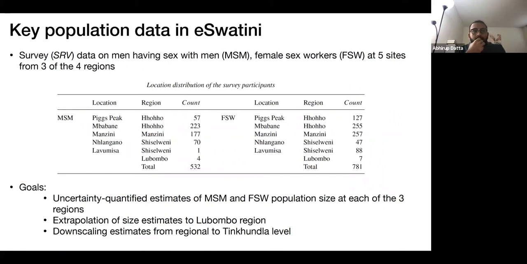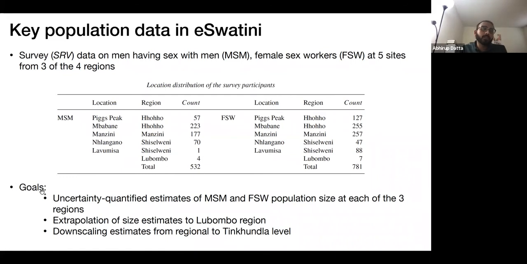This is a summary of the data that we had. This is based on the survey that was conducted at the end. On MSM, we had data on around 532 survey participants. Only 4 of them came from the region of Lubombo, so we had to exclude them. Similarly, only one came from the region of Shiselweni, so we excluded them as well. For female sex workers, we had around 780 survey participants. Only 7 of them came from the region of Lubombo, so we had to exclude them as well.